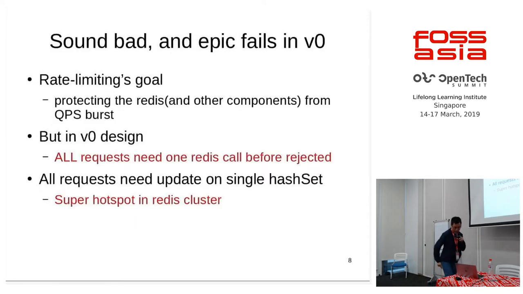Why does it fail? We perform system throttling to protect our internal server components against the burst of traffic. But in the V0 approach, every request during system throttling needs to ask Redis whether such an access token has been used in the previous 30 minutes.